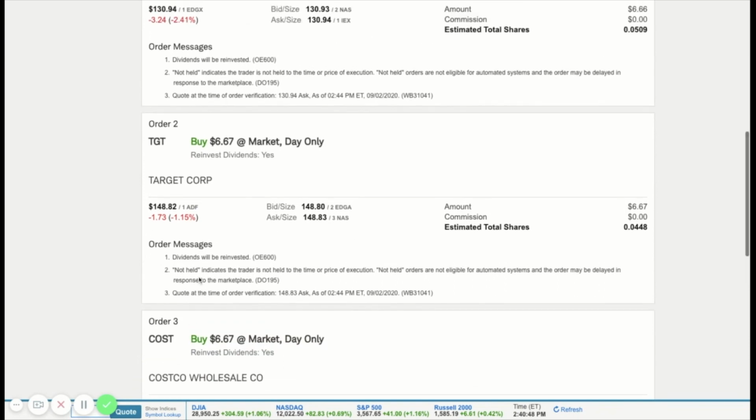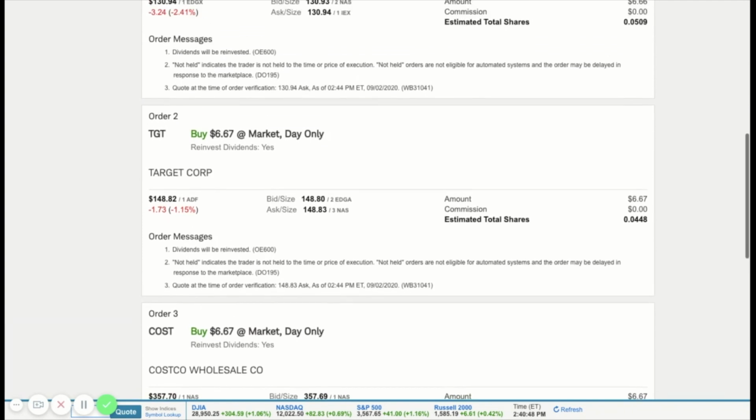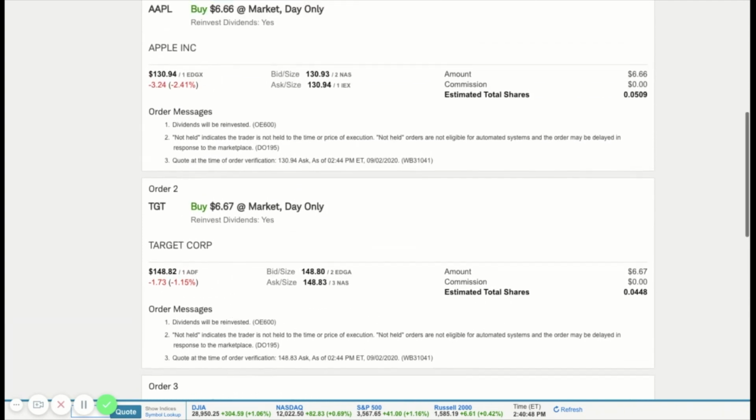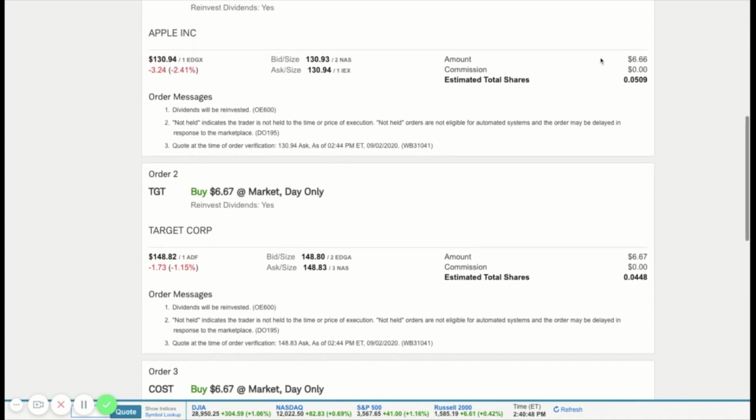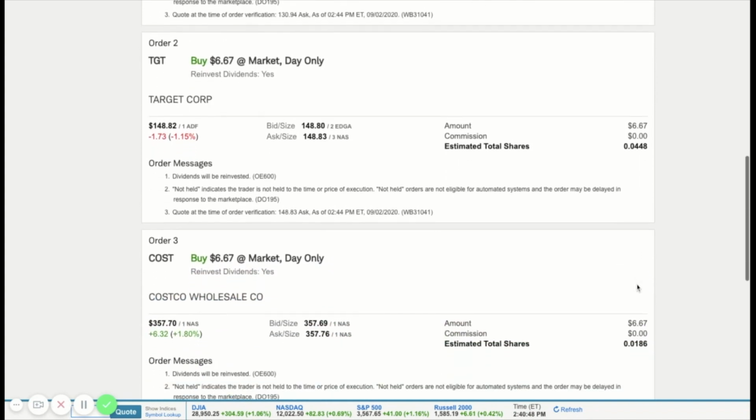You know how it is when you split a tab with one of your friends at a restaurant and somebody gets hit with that extra penny? That's basically what's happening here. This tells me how much of the total estimated amount of shares I will get. So it's 0.05 of Apple, 0.04 of Target, and 0.01 of Costco.